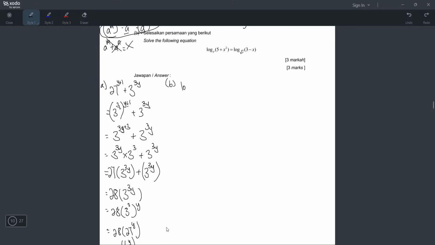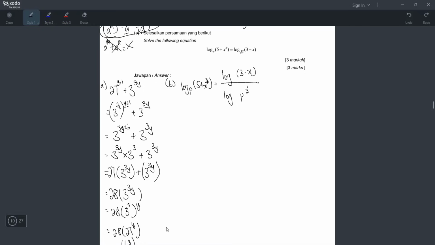Okay, so this side is already base P. I will not do anything. I'll just write it down. And for this one, I will change to base P. And do you remember how to change base? You have to open one log on top, open one log on the bottom. And for the log number 3 minus x, you have to write on top. The log base, which is square root P, which is P power 1 over 2, you have to write at the bottom, right?